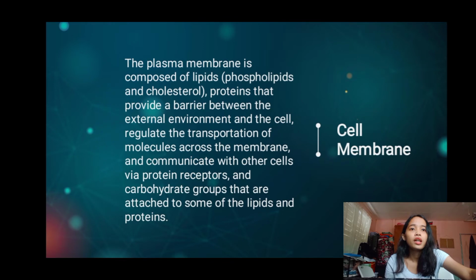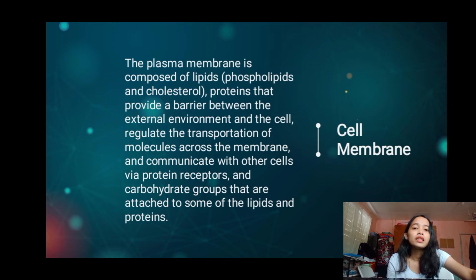Next, the cell membrane is composed of lipids, specifically phospholipids and cholesterol. Proteins, also, provide a barrier between the external environment and the cell. It regulates the transportation of molecules across the membrane and communicates with other cells via protein receptors and carbohydrate groups. Lastly, carbohydrate groups are attached to some of the lipids and proteins.